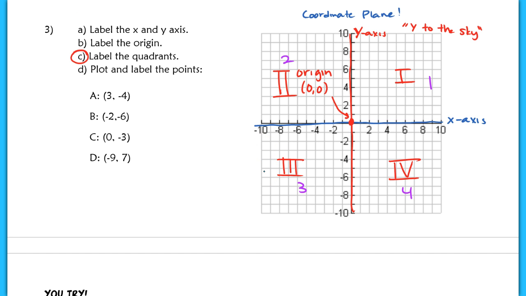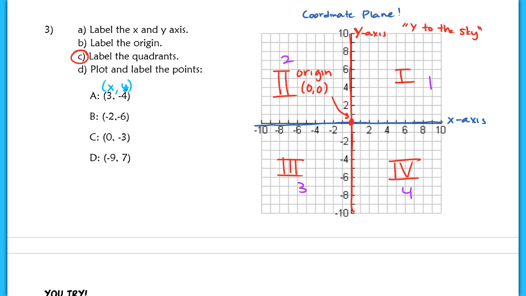Now we're going to do part D, which says plot and label the following points. Make sure you actually label them with the letters, like A, B, C, and D. You can't just draw a point because we need to be able to differentiate between the points. Point A is 3, -4. The first number is the x value and the second is the y value. It goes in alphabetical order, so x comes first and then y.